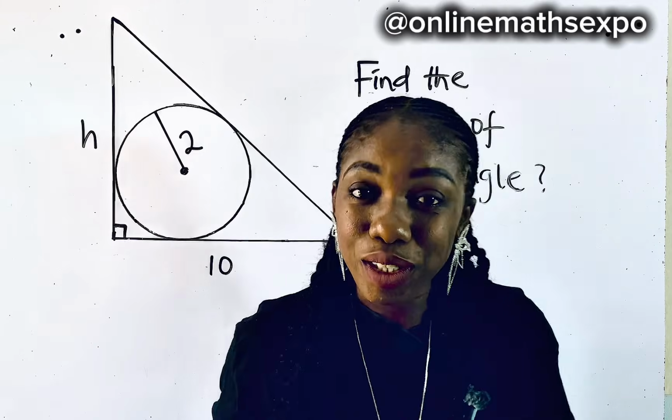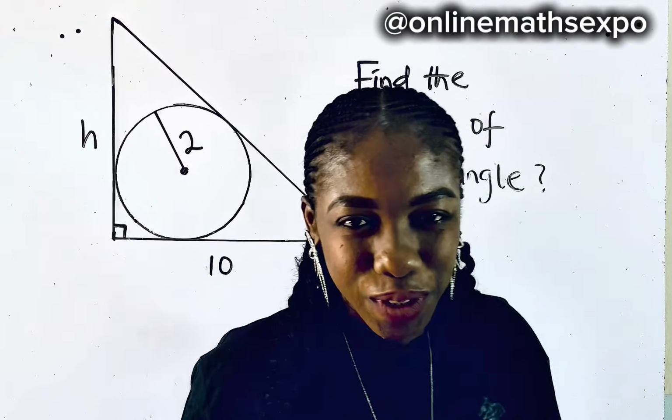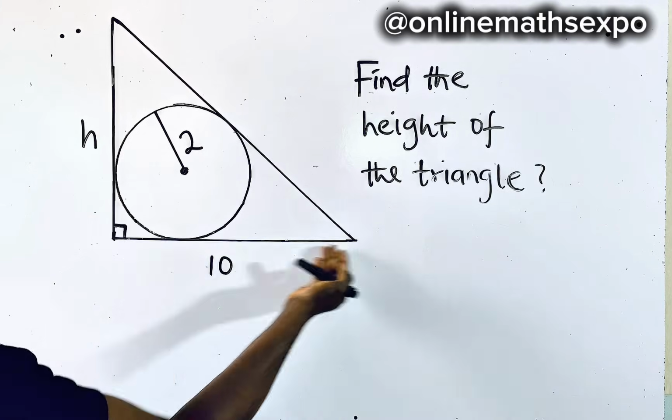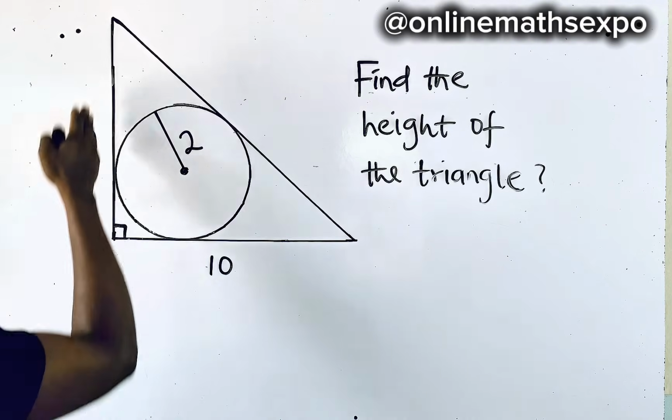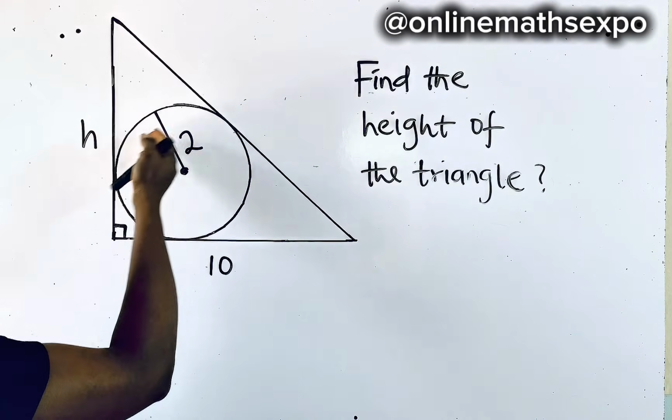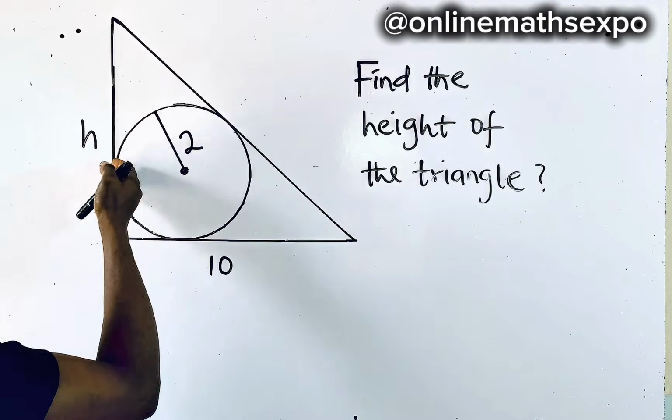Welcome, and let's solve this beautiful geometry puzzle together. We are given a right triangle. This length measures 10 units and this is the height. And inscribed is a circle that touches the triangle at these 3 points.